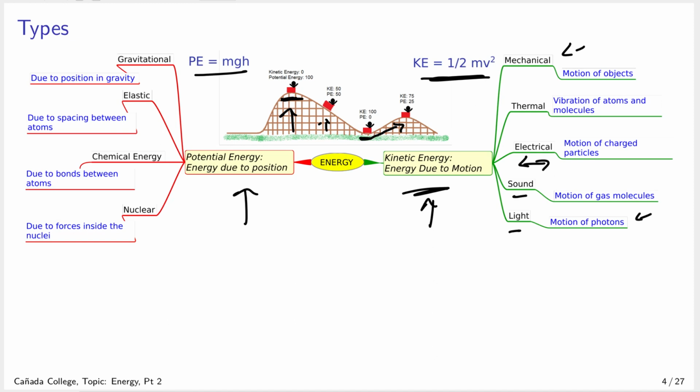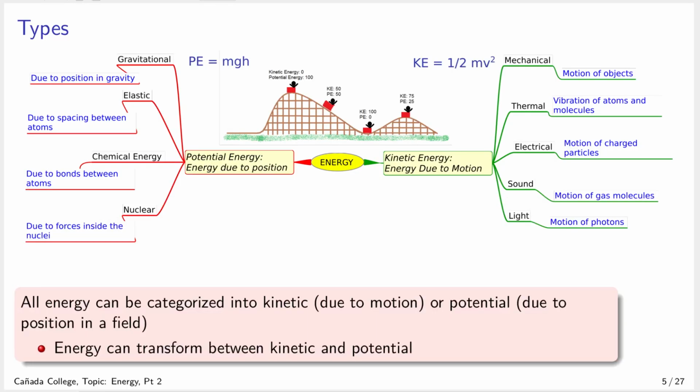On the other hand, potential energy can appear due to the position of an object above the Earth's surface at a certain height, due to the gravitational effect of Earth. This is known as the gravitational potential energy. It can appear due to the change in the spacing between atoms in an object, due to something called elastic potential energy. It occurs due to the bonding energy between atoms, and this is known as chemical potential energy. And finally, it can appear due to the forces inside the nuclei of an atom, and this is what is known as nuclear energy.